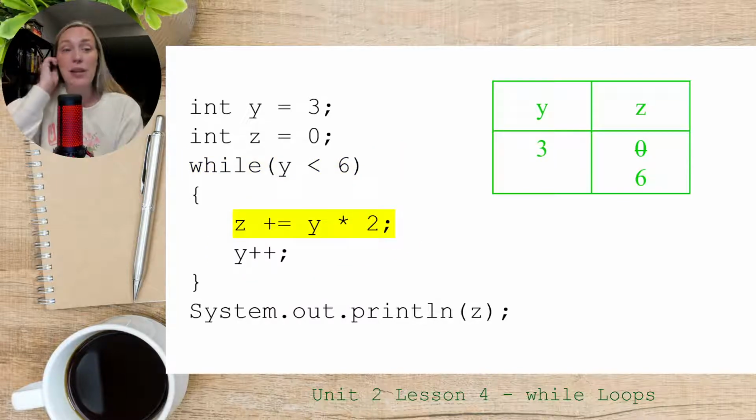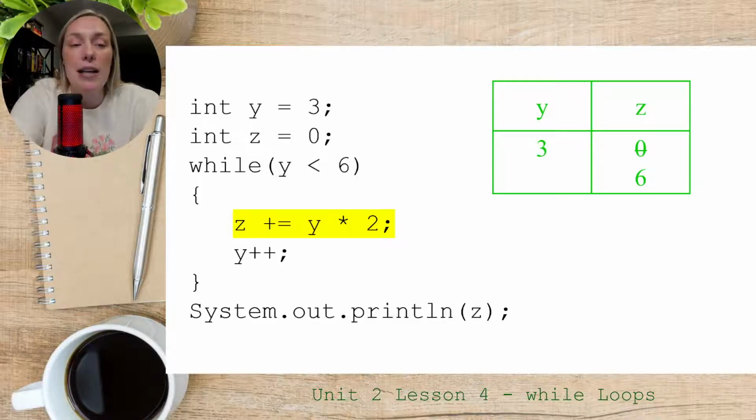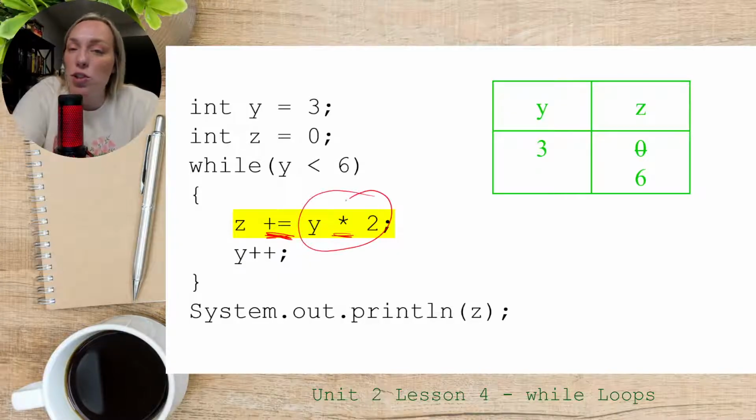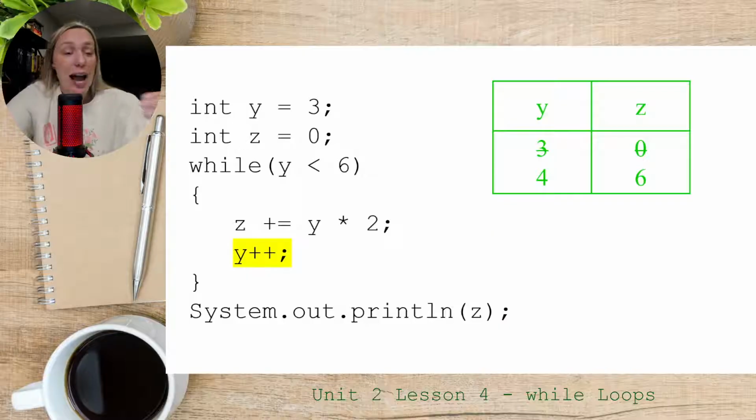So Z gets the value of Y times 2 added to it. So remember, with this compound operator here and the times, I do the Y times 2 first. So 3 times 2 is 6. And I add that to the current value of Z. So 6 plus 0 is 6. So Z becomes 6 with this line. And then Y increases by 1. Y increases to 4. So I've reached the end of my loop now.